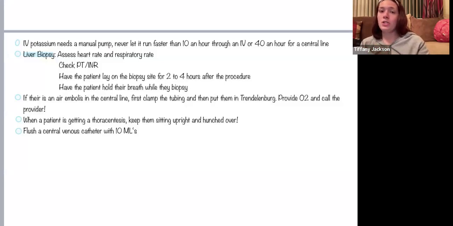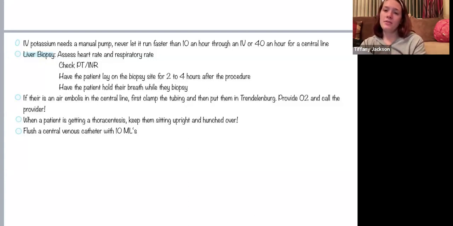When your patient is getting a liver biopsy, we always assess our heart rate and our respiratory rate as well as PT-INR. Biggest risk in liver biopsies is bleed. So therefore, if they had the biopsy on the left side, we're going to have them lay on that side for 2 to 4 hours after procedures. It's going to help apply pressure. When getting the biopsy, have them hold their breath.